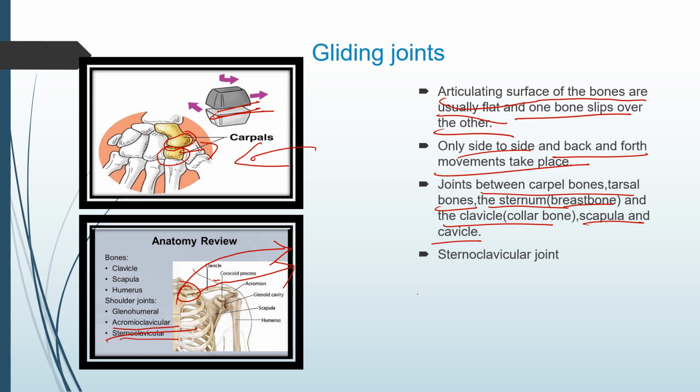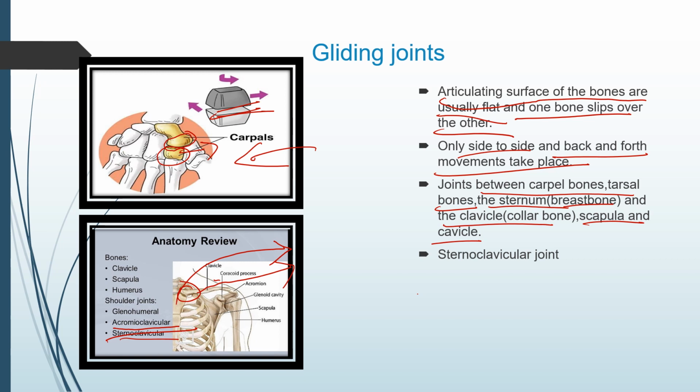the acromioclavicular joint. These are the important names you should know, but it is not important to memorize all these joint names. Just remember the carpals, which have flat bones, one slipping over the other, with side to side and back and forth movement. Examples are the carpal bones, tarsal bones, the sternum or breastbone, and the joints between the sternum and clavicle, and the scapula and clavicle. Is it clear till now? We have discussed the three structural classifications of joints, and then we came to the classification of the types of synovial joints.